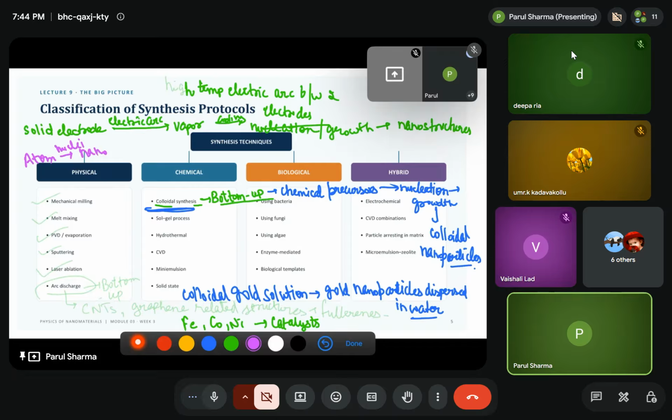For the colloidal synthesis method, there are three important components. One is the precursor.